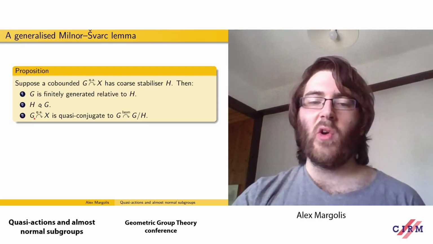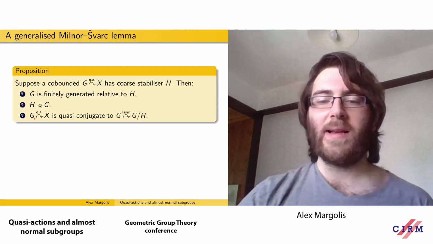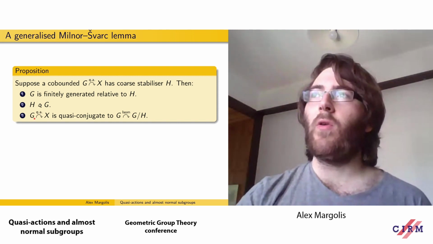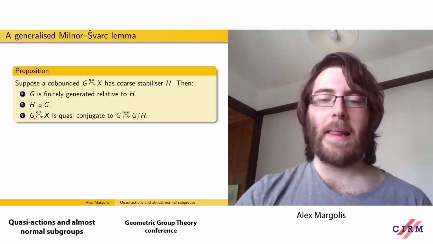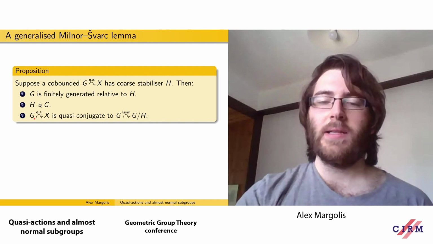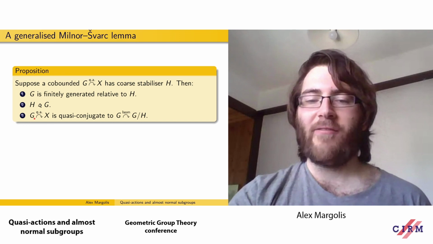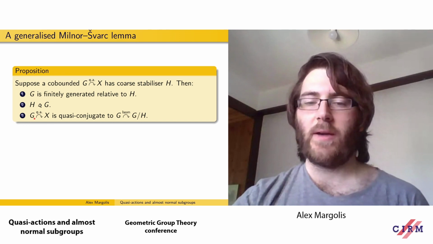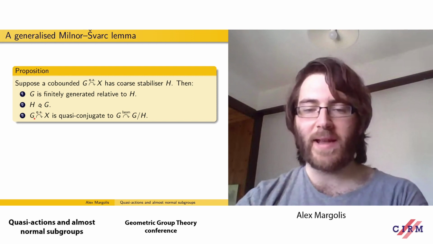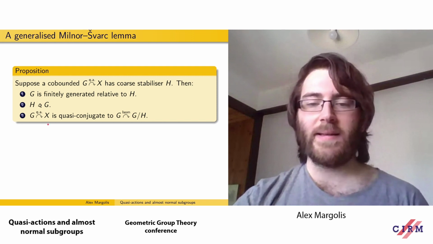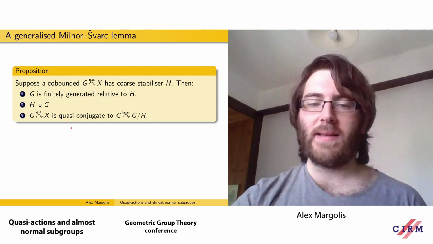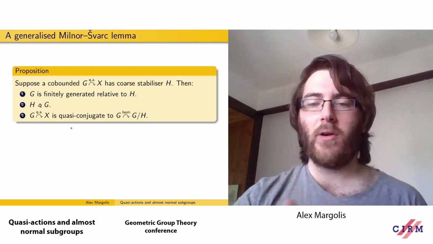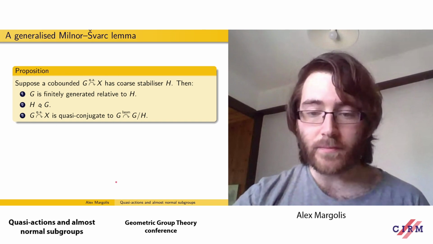So essentially, once we know we have a coarse stabilizer H, we can forget about the original quasi-action, and all of the geometry of that quasi-action, up to quasi-conjugacy, can just be seen from the isometric action of G on its quotient space. So it acts just by normal left multiplication of cosets, and we've replaced this not nice quasi-action with a very nice algebraic concrete isometric action.